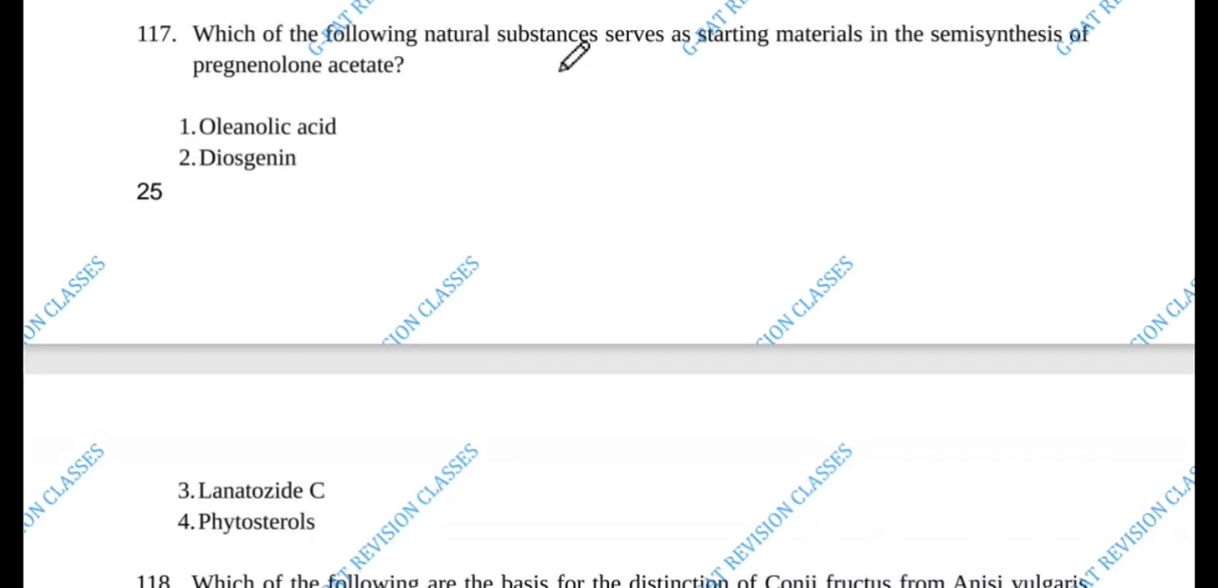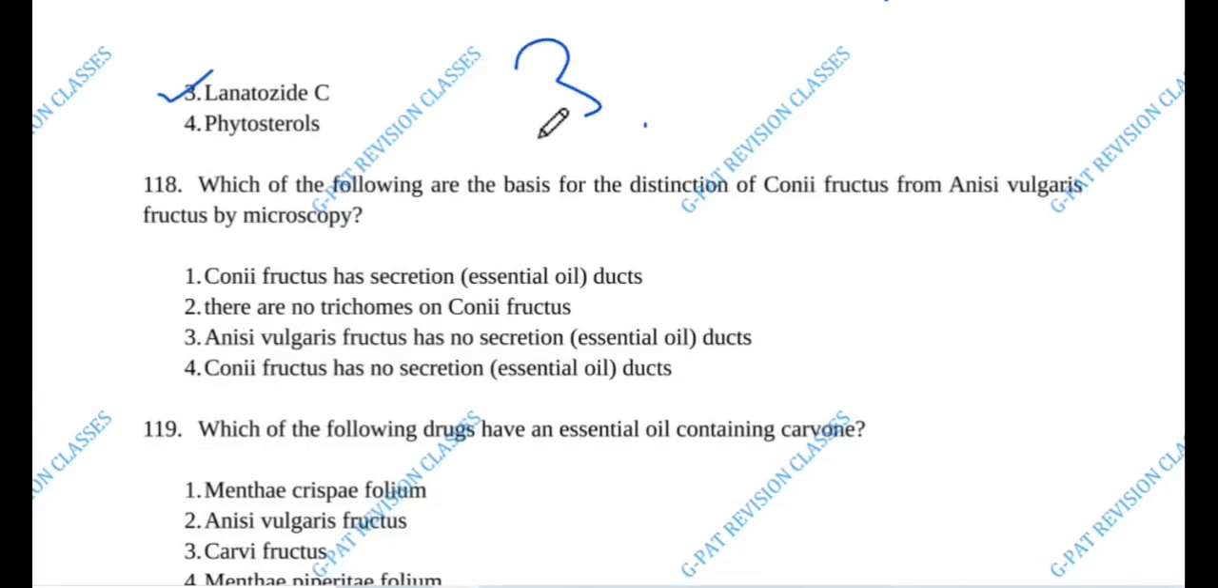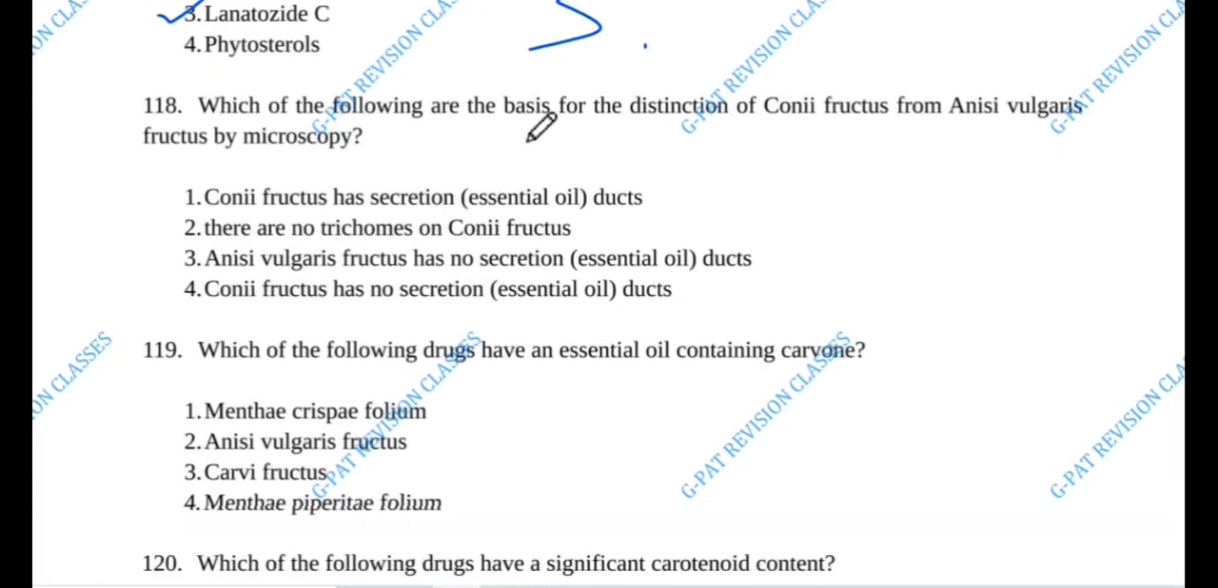Which of the following natural substances serve as starting material in the semi-synthesis of pregnenolone acetate? The answer is 3, lactoside C. The answer is 3. Next is question number 118.